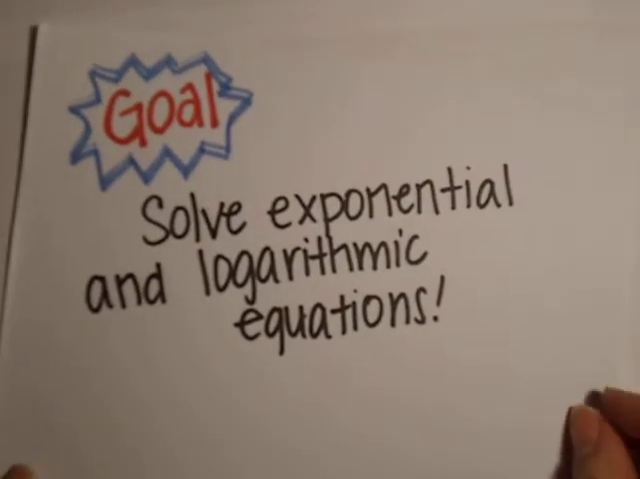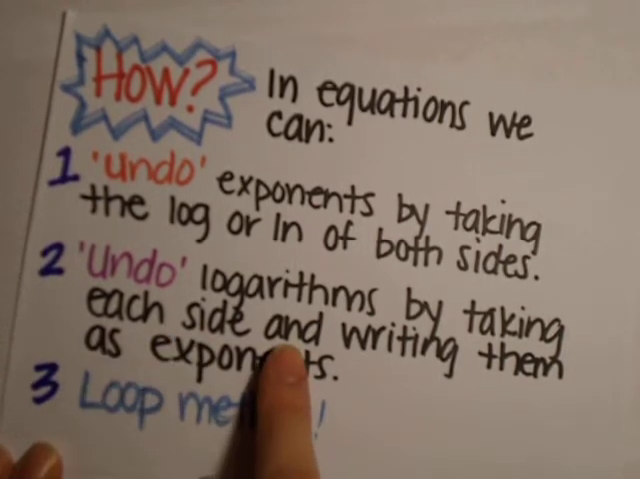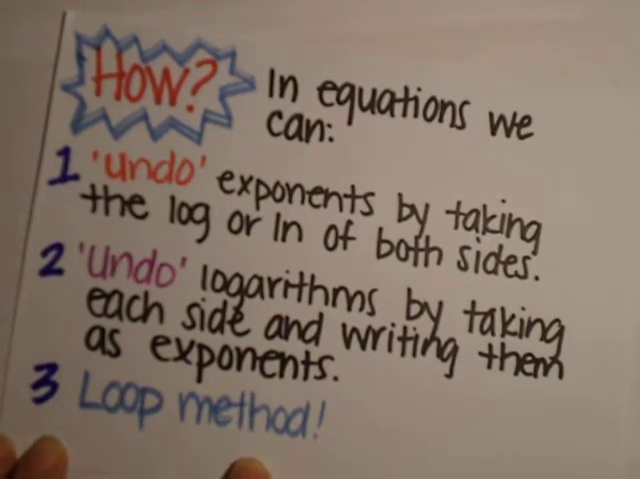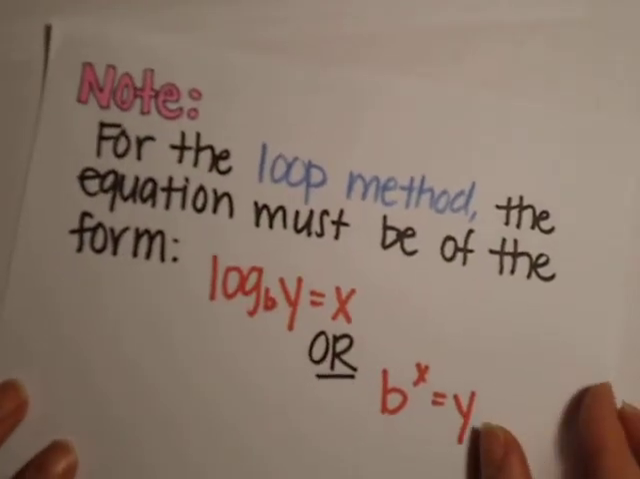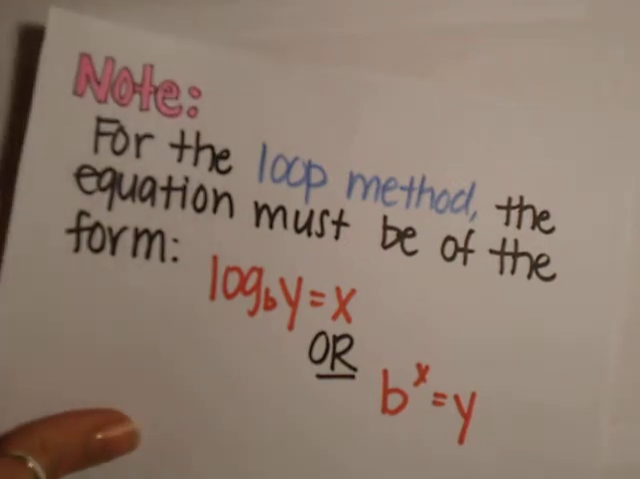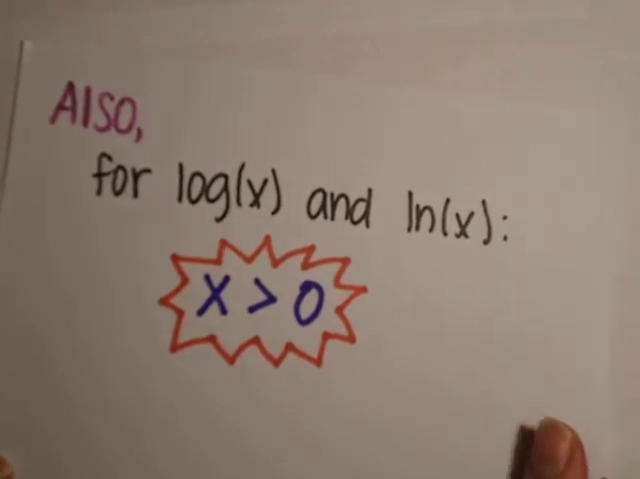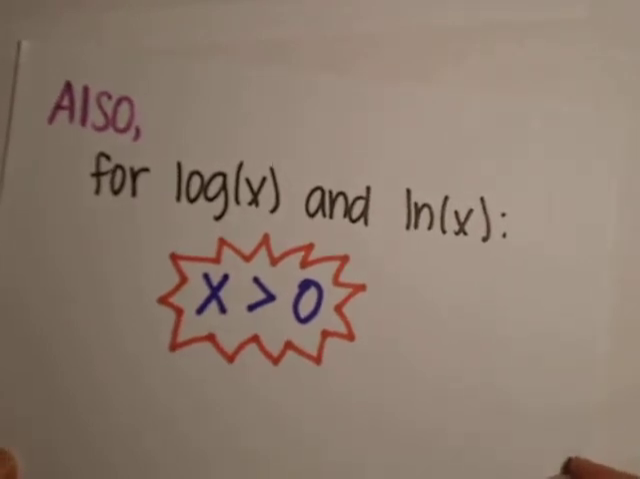The goal of today's lesson is to solve exponential and logarithmic equations. How? In equations, we can undo exponents by taking the log or natural log of both sides. You can undo logarithms by taking each side and writing them as exponents, or we can use the loop method. Remember, for the loop method, the equation must be of the form log base b of y equals x, or b to the x equals y. Also, for log of x and the natural log of x, x must be greater than 0.